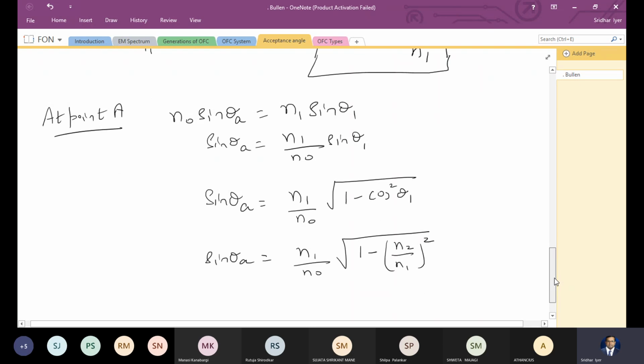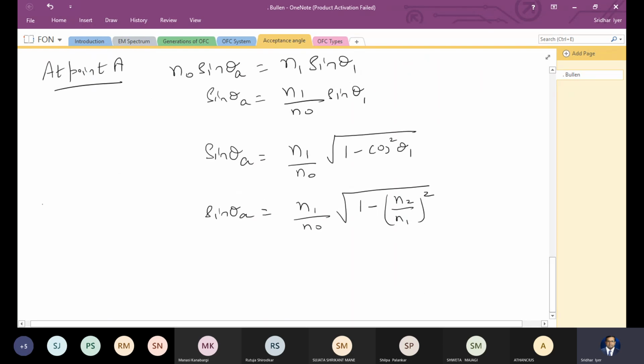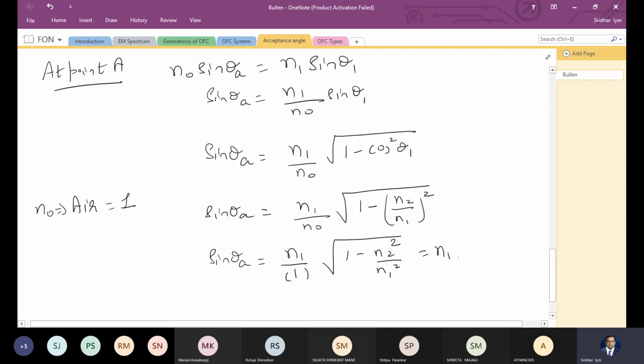Okay, now we know that n naught is the refractive index of the air, and we know that the value of refractive index of the air is 1. Therefore, I'm going to use that in this equation. So you have sine theta a as n1 by 1. I'm replacing this n0 with 1. And you have square root of 1 minus n2 square divided by n1 square. I can also rewrite this equation as n1 square root of n1 square minus n2 square divided by n1 square.